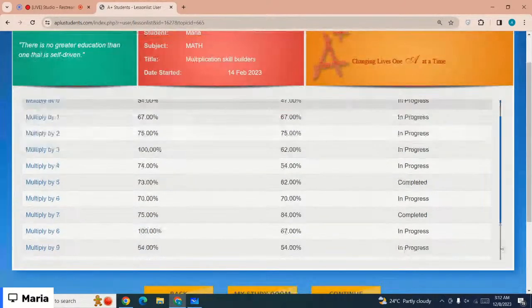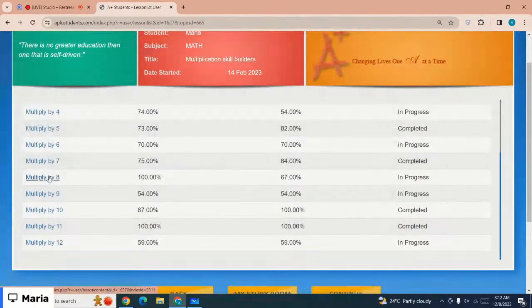Multiply by 8 it is, right? Sorry, multiply by 9. We are done with multiply by 8. Let's just start with multiply by 9.